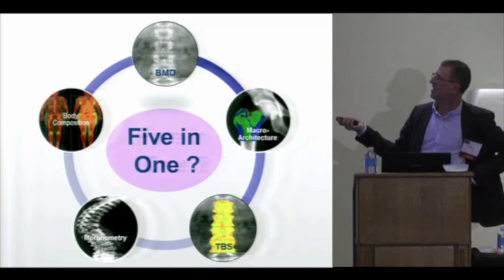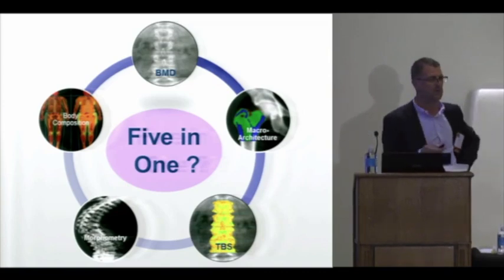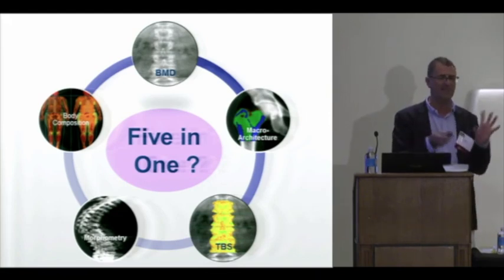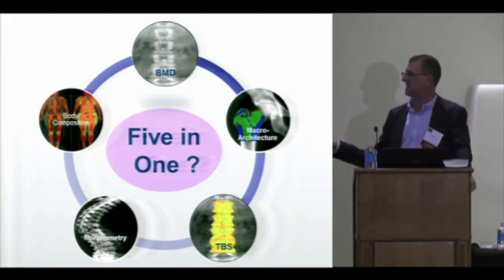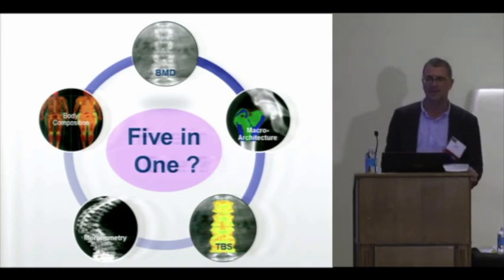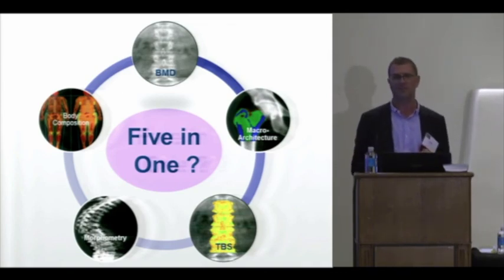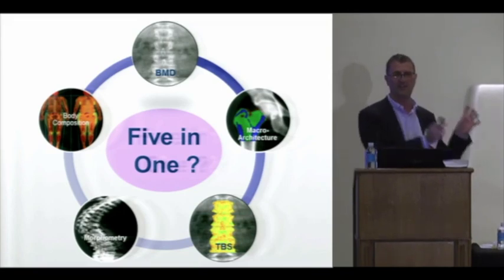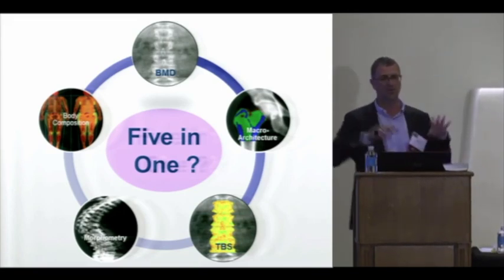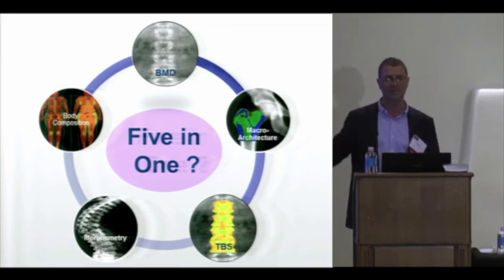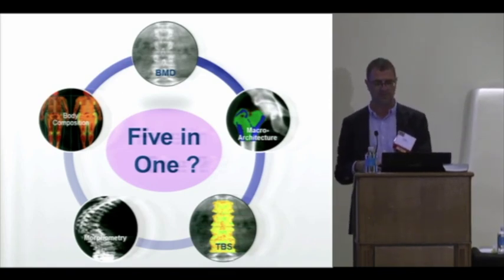You have the BMD. You have the microarchitecture with hip strength analysis or the femoral neck length and so on. You have the TBS. You have the VFA. And you also have the body composition, as you were able to learn yesterday from Neil Stark with sarcopenia, that fracture is not only density, it's not only microstructure, it's also muscle weakness, and we should integrate that, and that's already integrated into one technology.